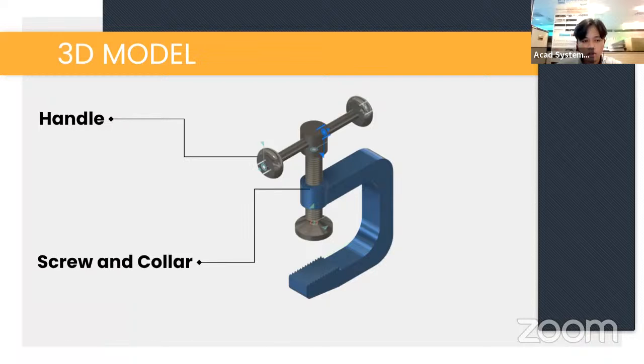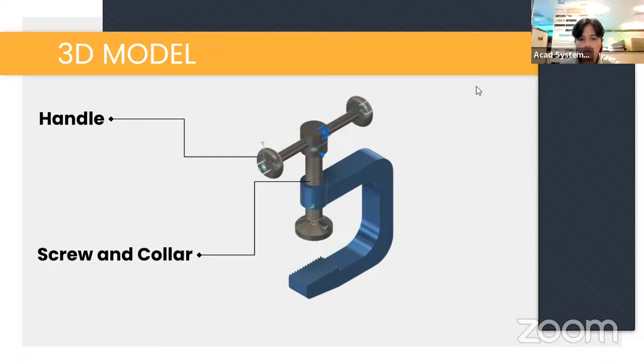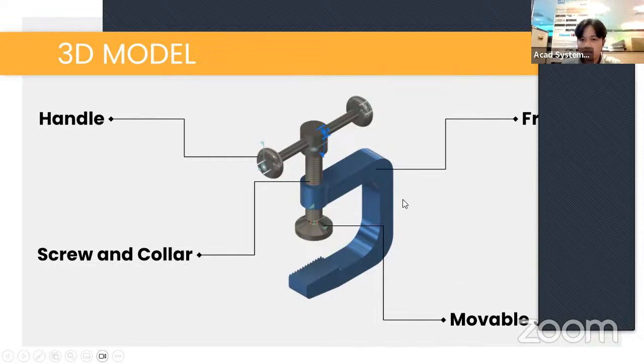The next one would be the screw and collar. So this one is the screw, and this one is the collar. Then the movable jaw, and finally, the frame. Let us start with today's free online lesson.